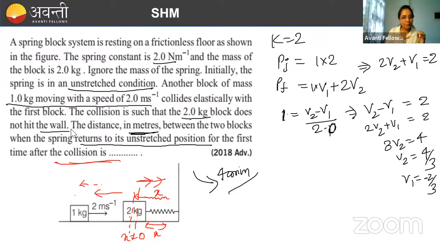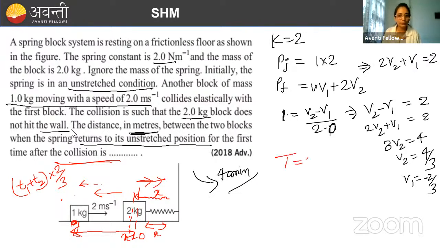And during this time t1 plus t2, the 1 kg block must have moved by distance how much? (t1 plus t2) into v1, that is 2 by 3. Then suppose कर लो कि 1 kg block कहीं इधर पहुंच गया, so this distance we have to calculate. So basically we have to calculate t1 and t2 now. So in what time will it compress the spring?